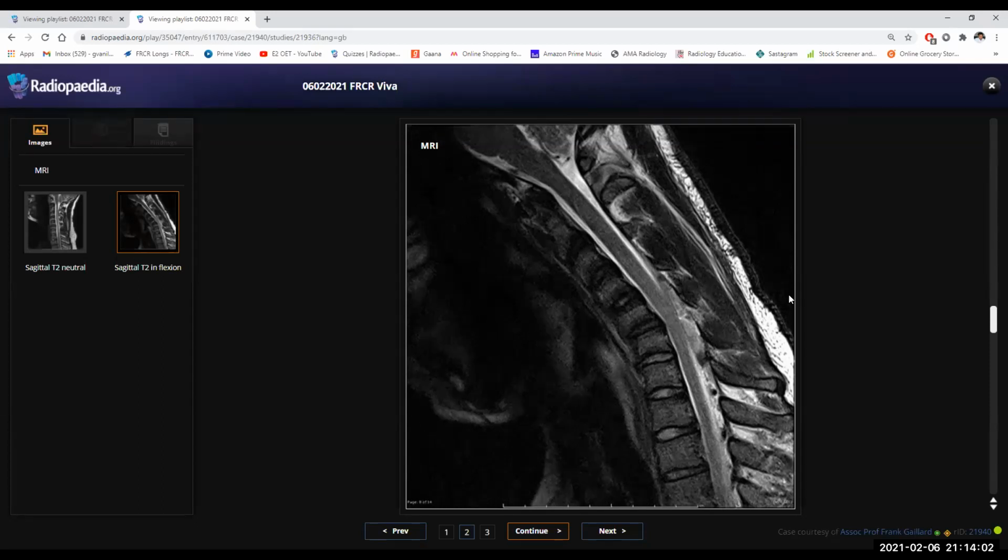I would also like to do a contrast enhanced MRI to see if there is any underlying lesion or fistula which would be present and is being missed on a T2.